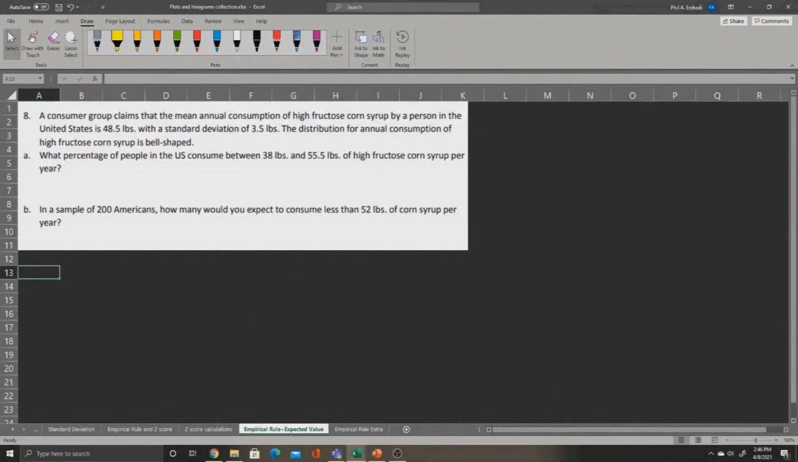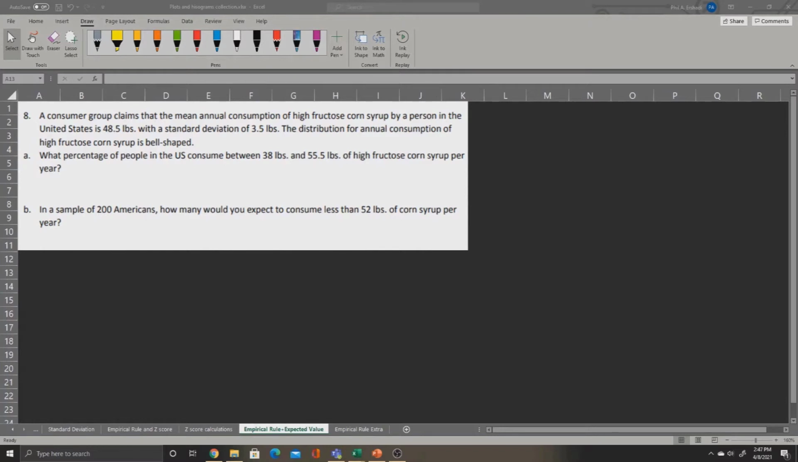In this question, we are told that a consumer group claims a mean annual consumption of high fructose corn syrup by a person in the United States is 48.5 pounds with a standard deviation of 3.5 pounds. The distribution for the annual consumption of high fructose corn syrup is bell-shaped. What percentage of people in the U.S. consume between 38 and 55.5 pounds of high fructose corn syrup per year?